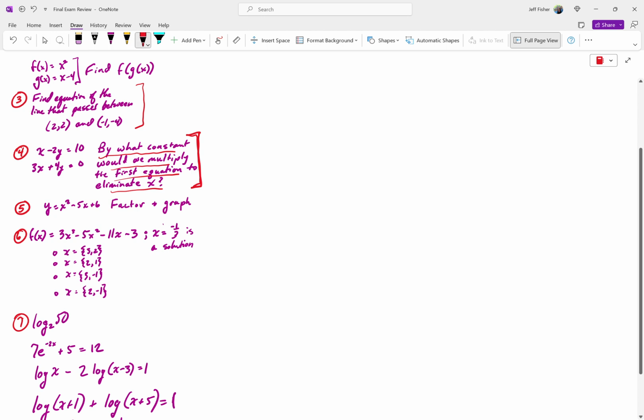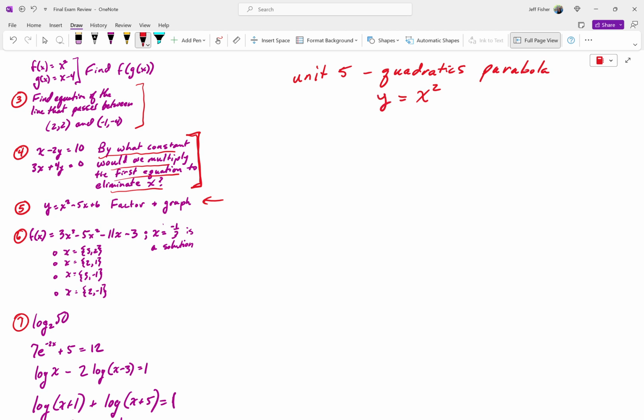Okay? Now in Chapter 5, we dealt with quadratics, right? If you remember, we dealt with quadratics in Unit 5, whose graph makes a parabola. Okay? And these are squared. These are polynomials where the highest order x term is squared. So we learned about factoring and we learned about graphing. How do we graph this guy? y equals x squared minus 5x plus 6.